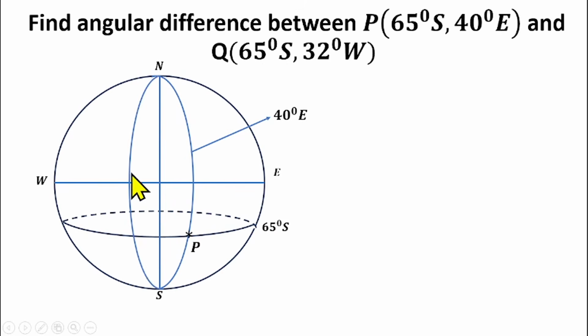So I will draw another line of longitude to represent point Q, rather. I will label it 32 degrees west. So where will be point Q? Q should be around here also. So I will label that to be point Q.